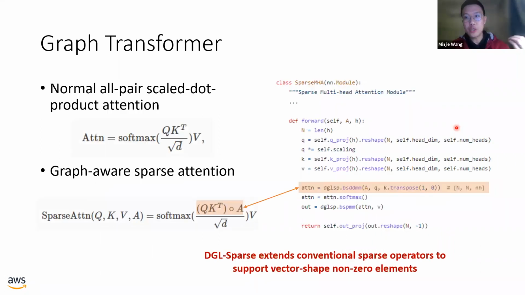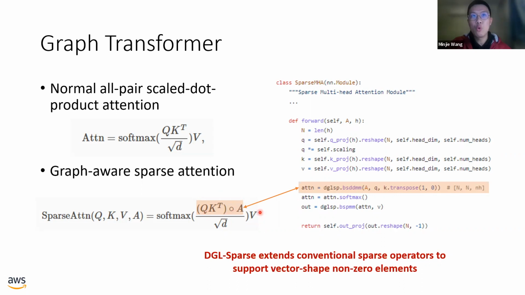Here is the more detailed mathematical formulation of the graph-aware sparse attention. The equation above is the normal attention equation. You have Q and K, the query and the key tensors, you dot product them, then do a softmax and multiply with V. This essentially gives you the attention. For the graph-aware sparse attention, it will element-wise multiply a sparse adjacency matrix A. That means for a pair of nodes that form an edge in the graph, it will calculate the Q and K dot product. Otherwise, it will just ignore them, and this becomes essentially a sparse attention mechanism.